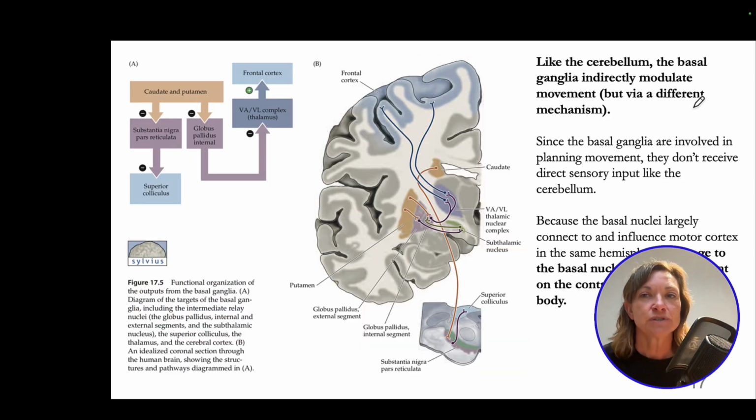Now, conversely, while the basal ganglia also indirectly affect movement, they work via a different mechanism. So basal ganglia are involved in planning movement, but not adjusting. So they don't receive the direct sensory input that the cerebellum does. Because the basal ganglia largely connect to and influence motor cortex in the same hemisphere, damage to the basal ganglia affects movement on the contralateral side of the body.